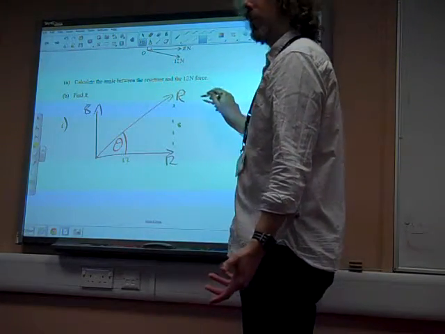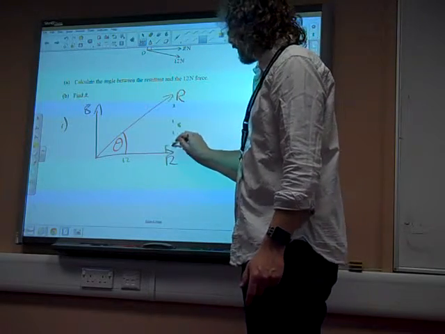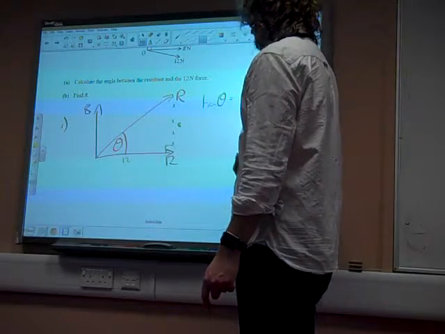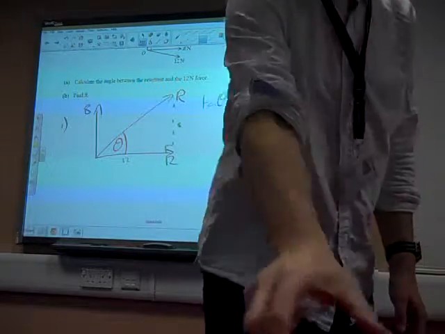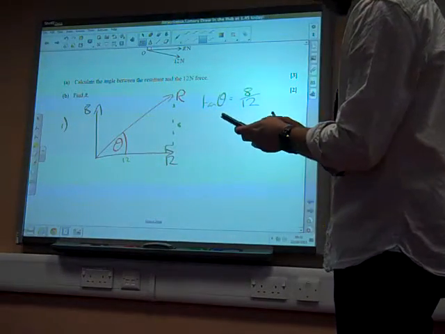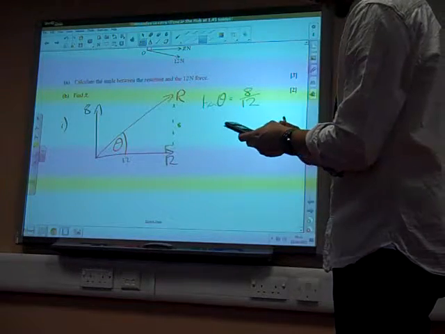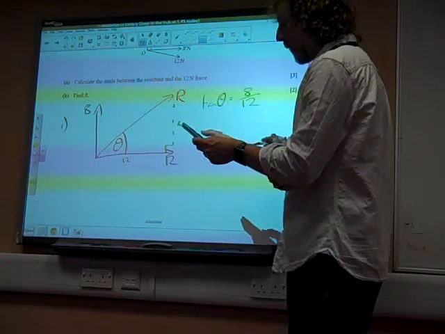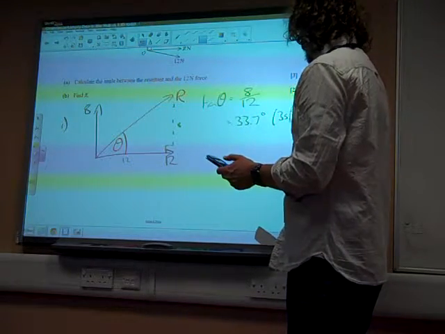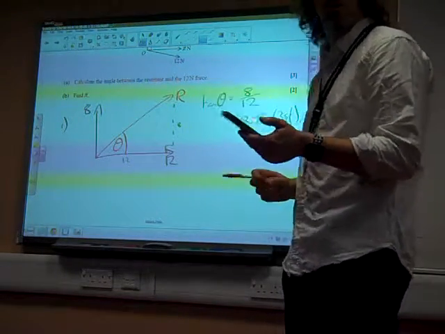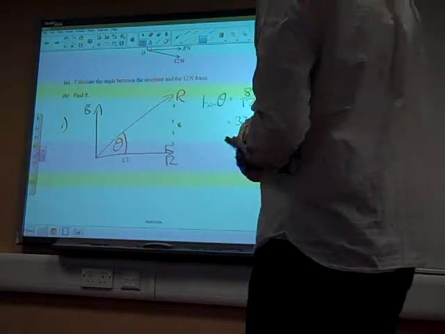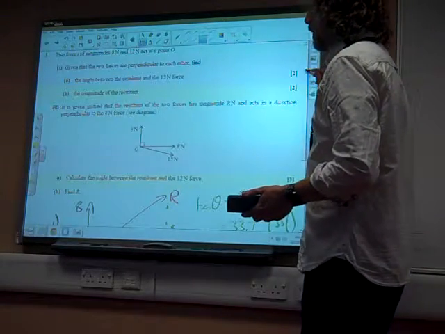So what would we say? Tan theta, because that's a right angle, isn't it? So tan theta is opposite over adjacent. And we do inverse tan on our calculator in degrees of 8 over 12 and get 33.7 degrees to 3 significant figures, 33.6900. Brilliant.